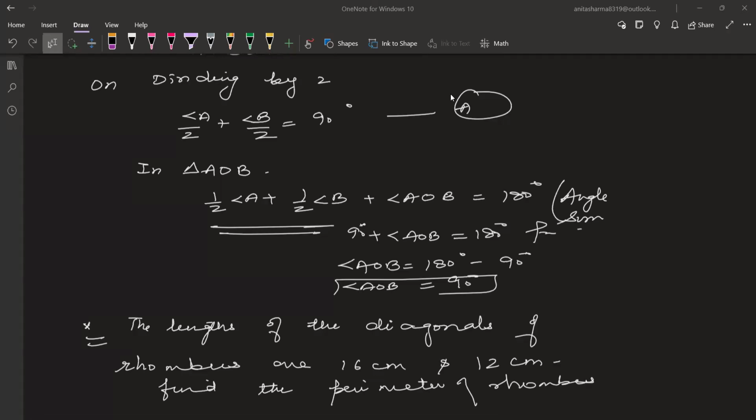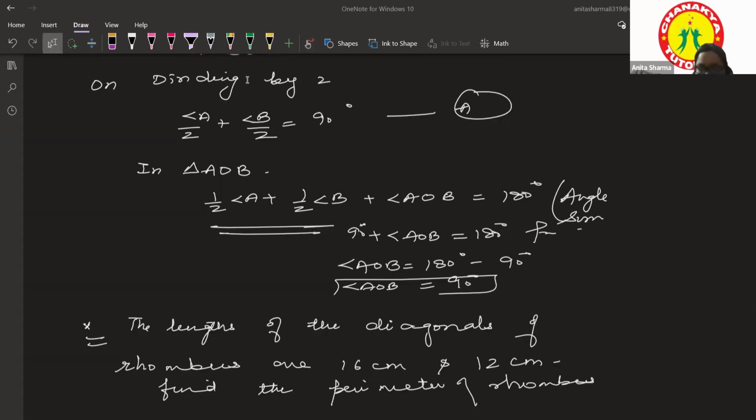Ma'am, we have to make the 16 centimeters and 12 centimeters into half. Yes, beta. Yes, because diagonals of a rhombus bisect each other, right? Then apply Pythagoras theorem. Okay, ma'am.